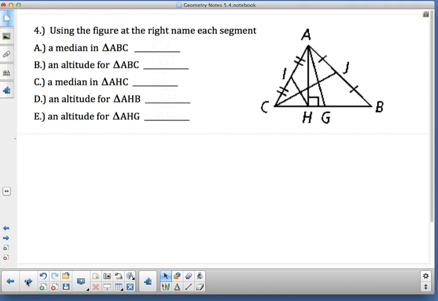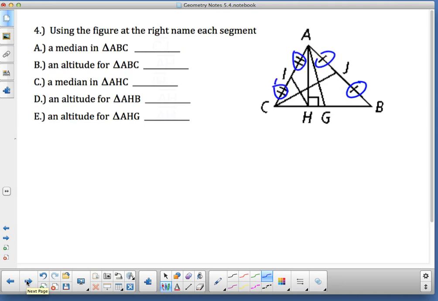Okay, so now here's the deal. Median. Median has midpoints. I gotta look at the diagram and find something that's marked with midpoint type markings. Okay, I is the midpoint, J is the midpoint. Which one of those midpoints goes through the vertex of triangle ABC? Do you see that it's IJ or CJ? I'm sorry, not IJ, but CJ. Okay, as we're going through, make sure you pay attention to those types of markings so we can identify which segment is which.